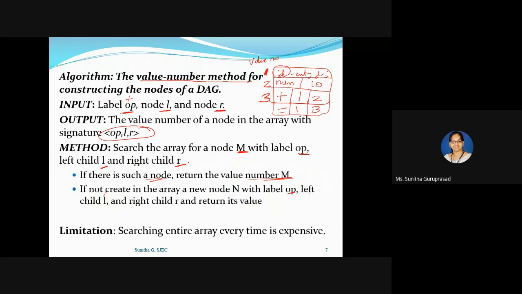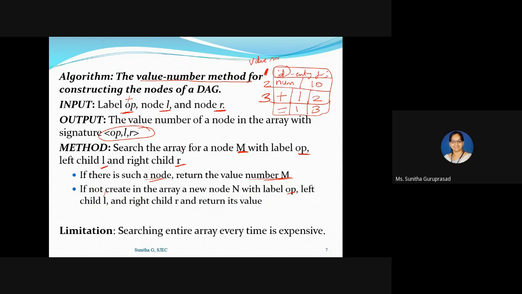If you have a DAG, then usually you don't have any repeated values here. But if you have a syntax tree, then the node will already exist for I, right? You will have to just return the value number of that particular thing. So that is how the array method works.